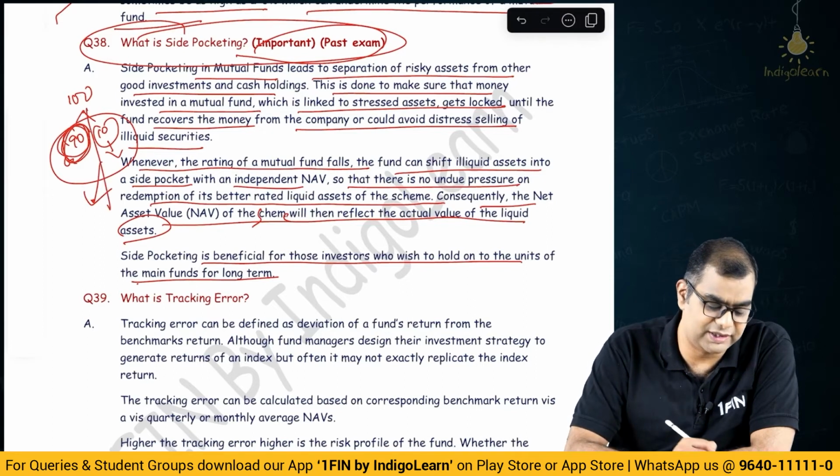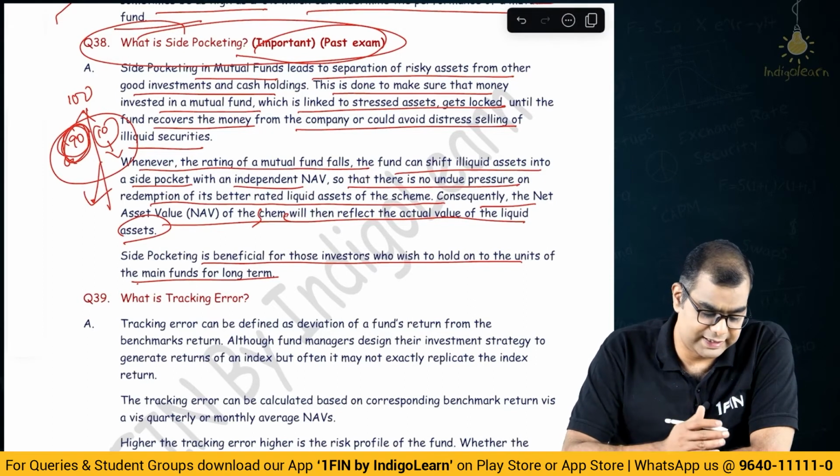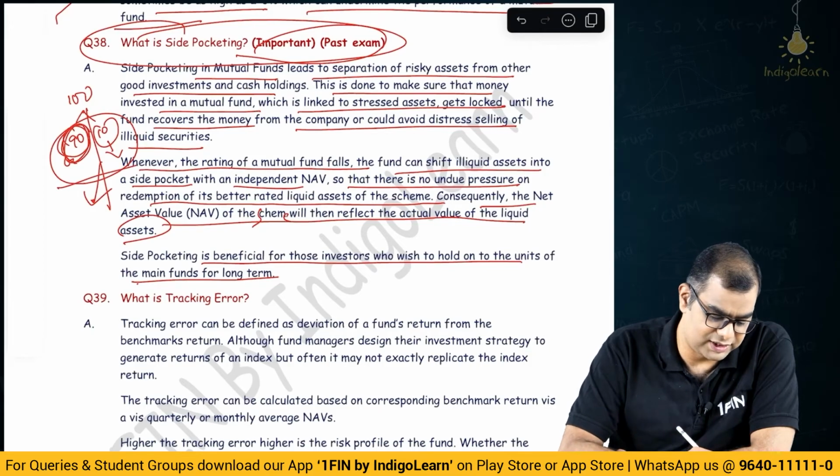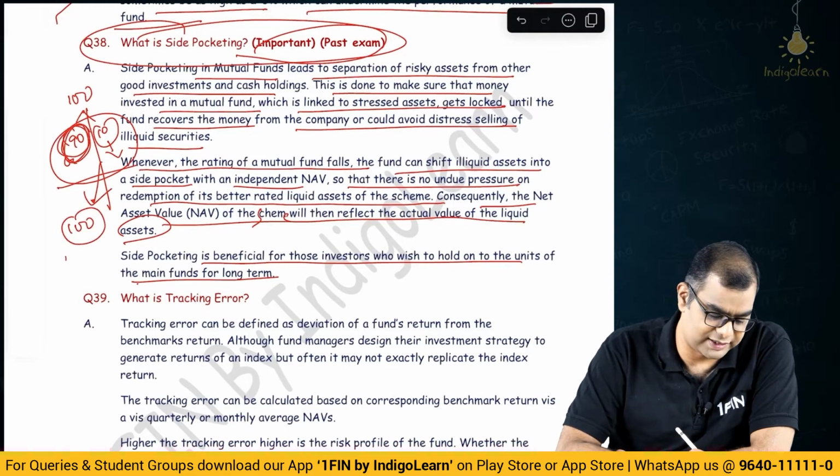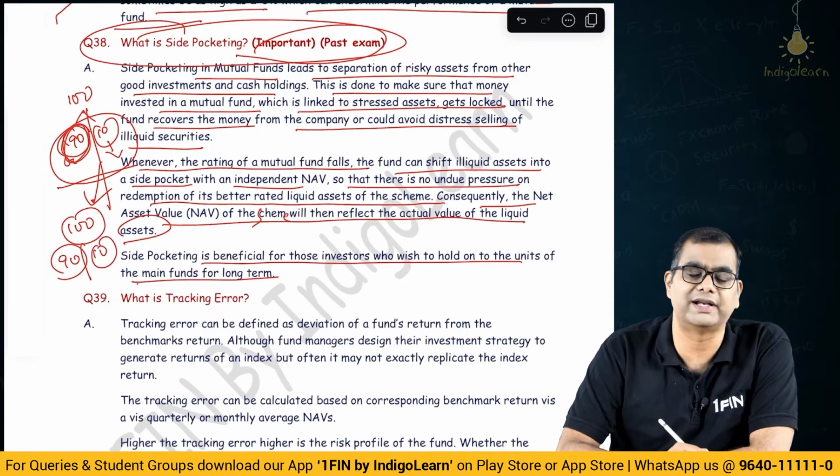So what they do is, whenever they find out such kind of an issue, they split the NAV. So if the total assets of that particular scheme, let's say, is 100, they will split it into two parts of 90 and 10, and they will issue a separate NAV for this and a separate NAV for this. And this is locked. You cannot withdraw for a certain period of time or till the issue is settled.